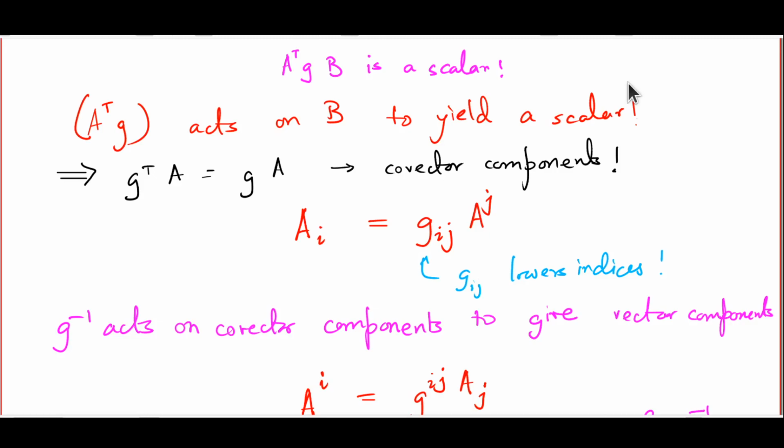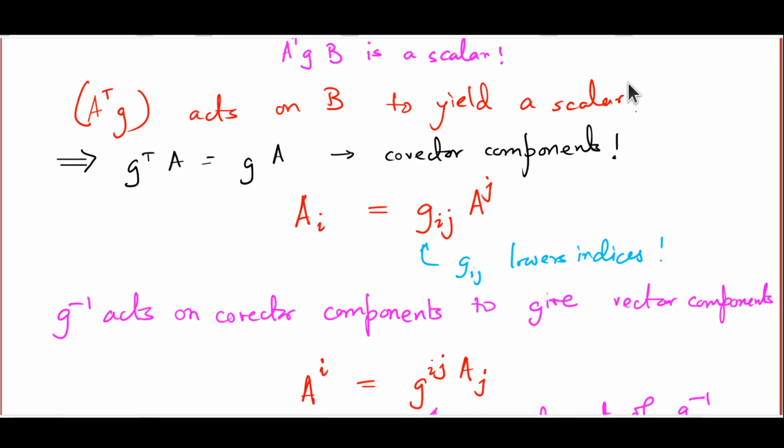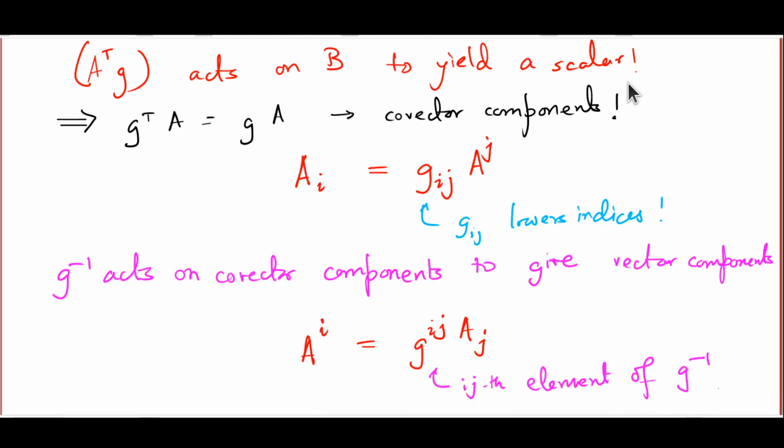How do you get back to upper indices? That's easy. All you have to do is use G inverse. So G inverse acts on covector components to give vector components. So A upper i is the ijth element of G inverse times A_j summed over j, and again to keep parity with our convention of balancing indices on both sides and summing over only upstairs-downstairs indices, we write the ijth elements of G inverse as G upper ij.